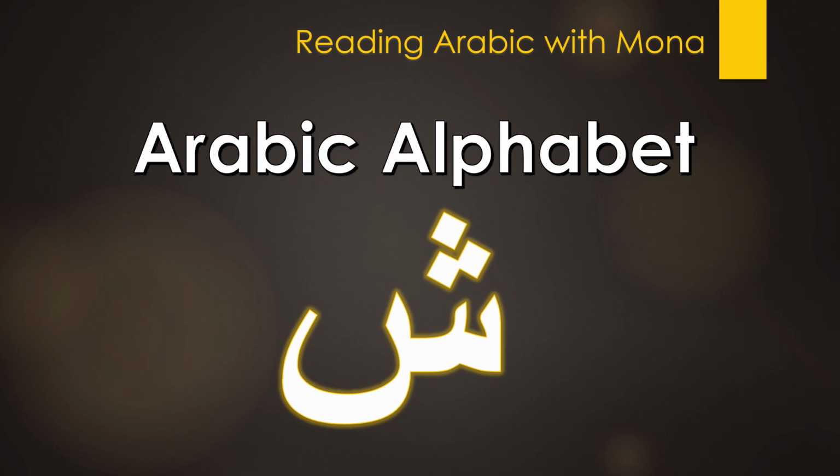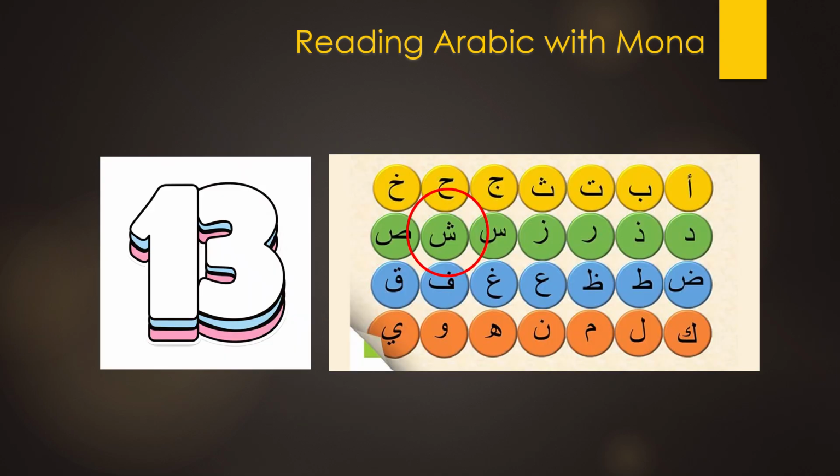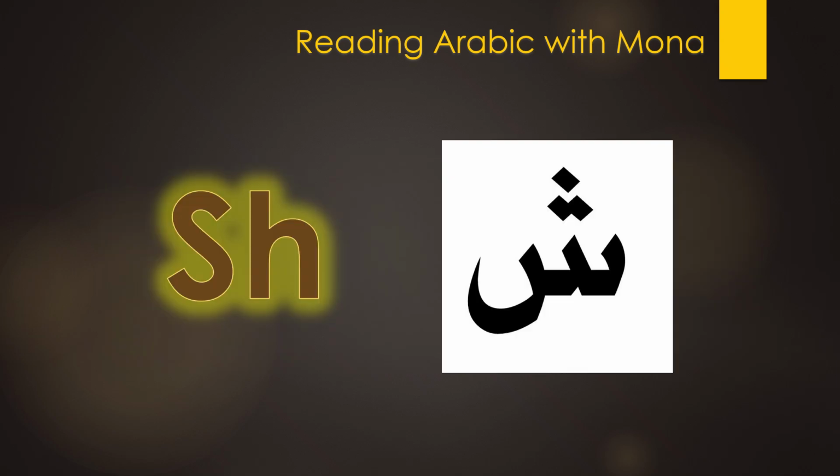Today's lesson is about the letter Sheen. The letter Sheen is the 13th letter of the Arabic alphabet. The name of the letter is Sheen and the sound of the letter is sh. The Arabic Sheen corresponds to the English sh sound.